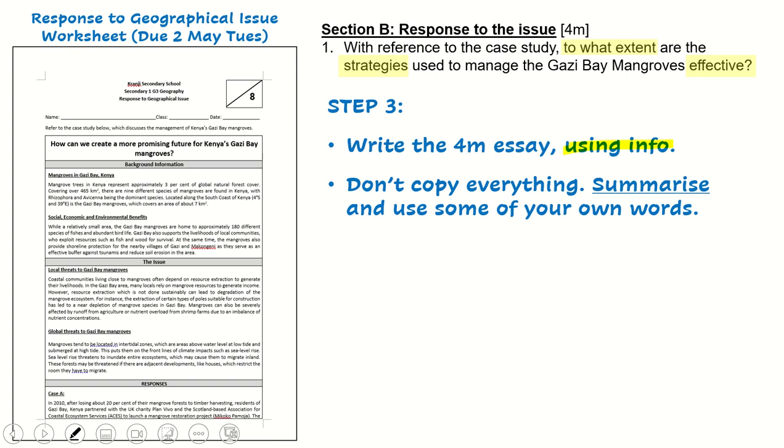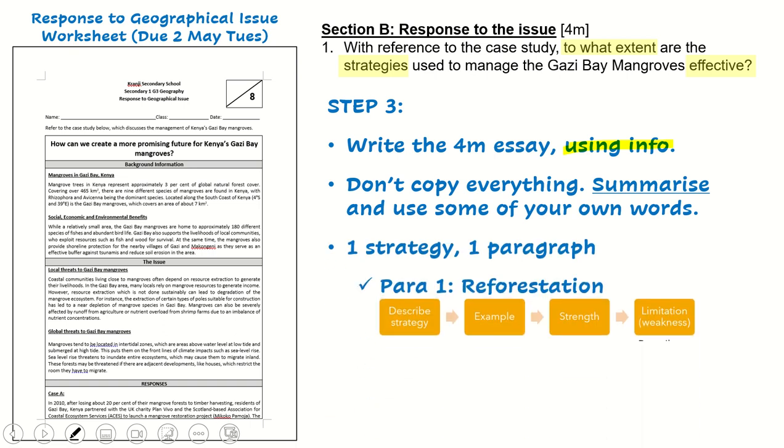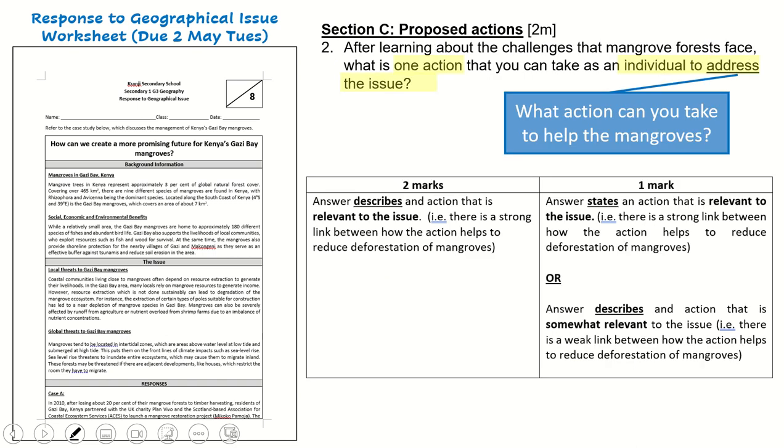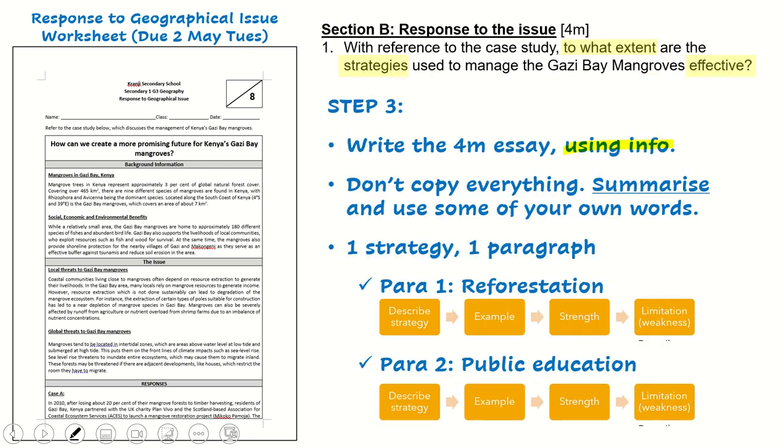And how should you write it? One huge, long, unreadable paragraph? No. One strategy, one paragraph. For paragraph one, you can write about reforestation: describe, example, strength, limitation. Then for paragraph two, write about public education: describe, example, strength, and limitation. Okay? So that is what you can do right now. You can pause me and start writing.